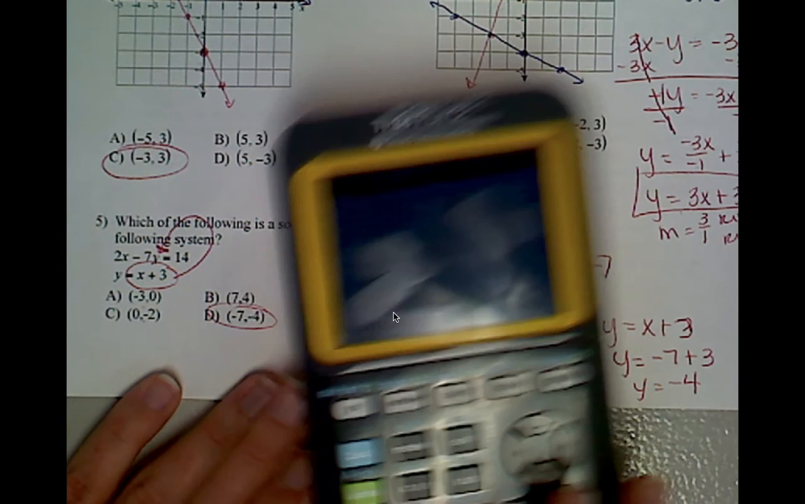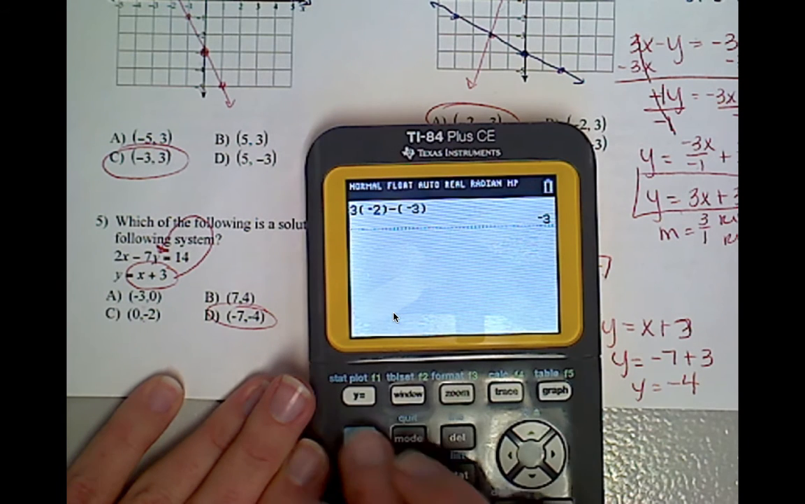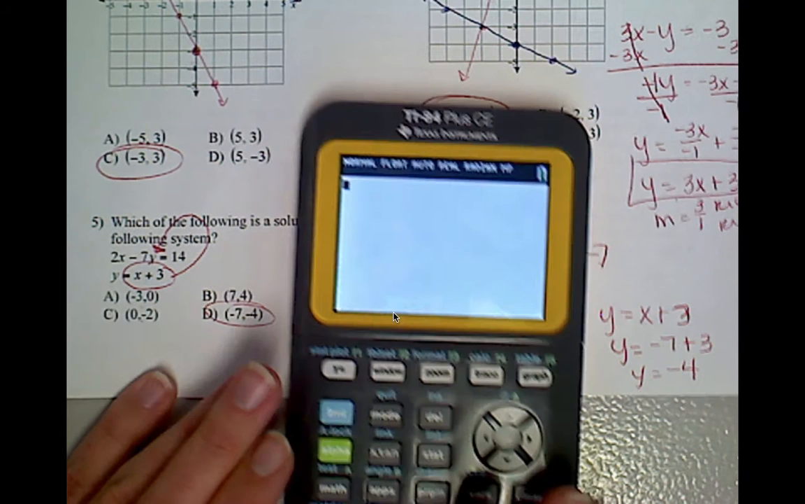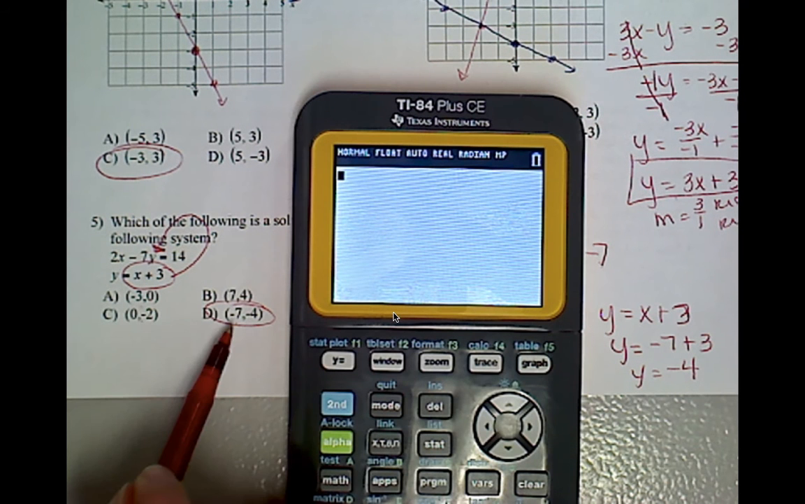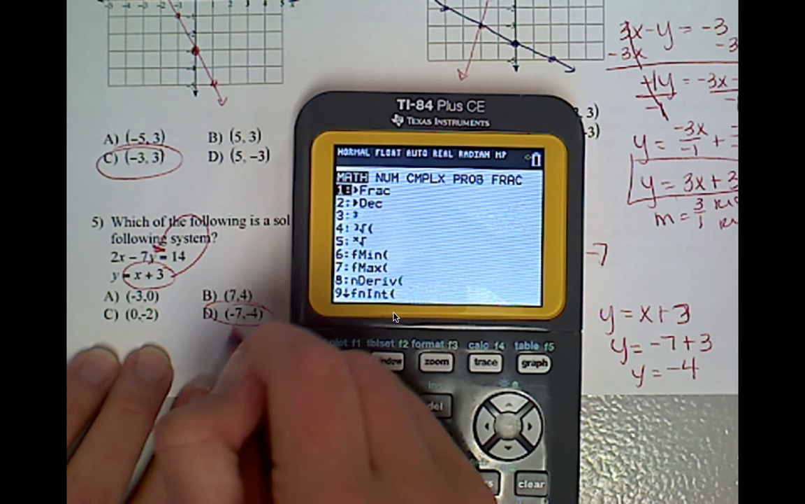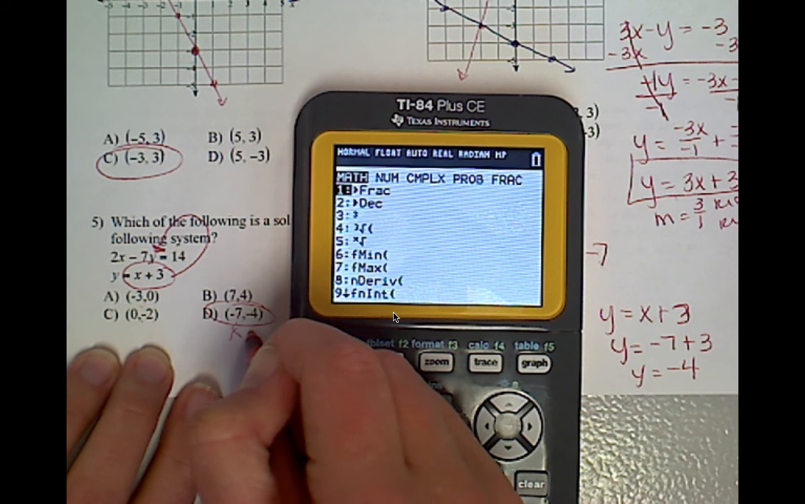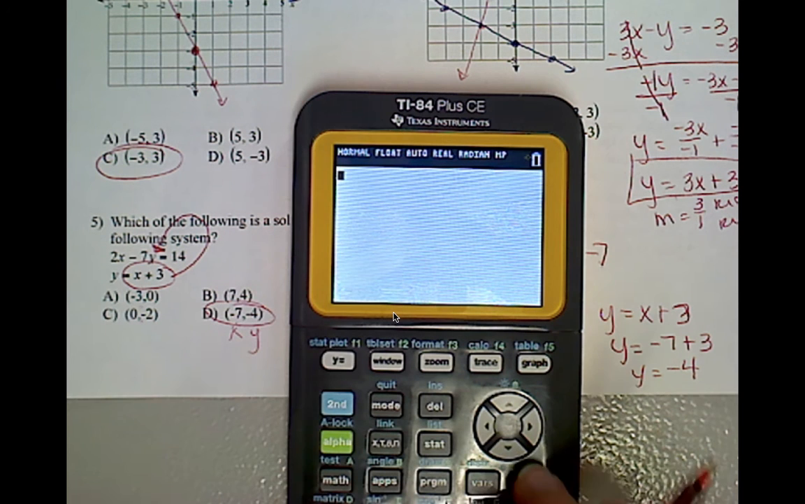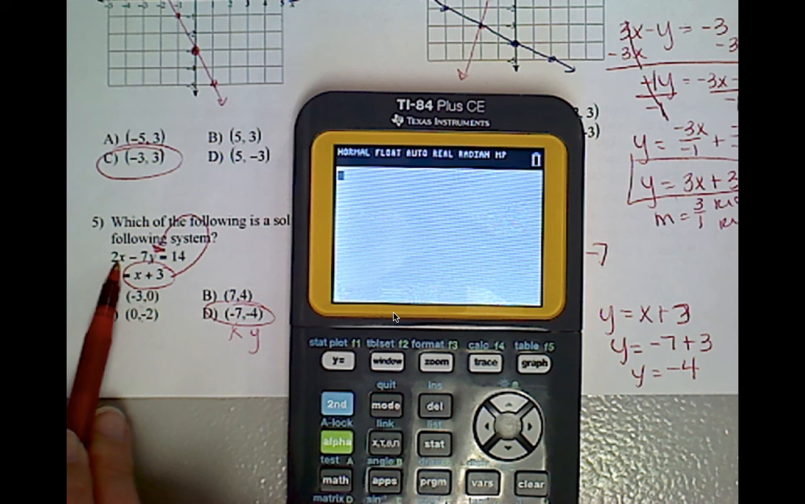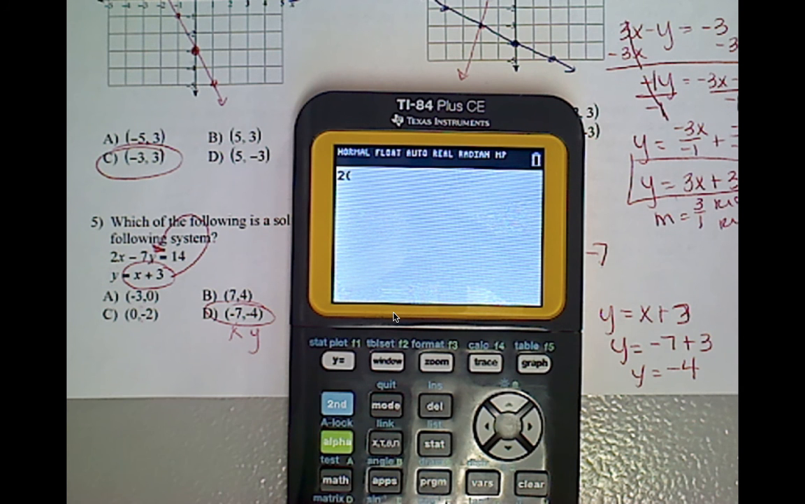Okay, now here's how you check these to make sure you get 100 tomorrow. I'm going to check this ordered pair, negative 7, negative 4. The x is negative 7, and the negative 4 is y. So I'm going to retype this equation, but instead of typing an x, I'm going to do a negative 7, minus 7. Instead of typing a y, I'm going to do a negative 4, and I want to make sure that equals 14. I'm going to do the same thing again.